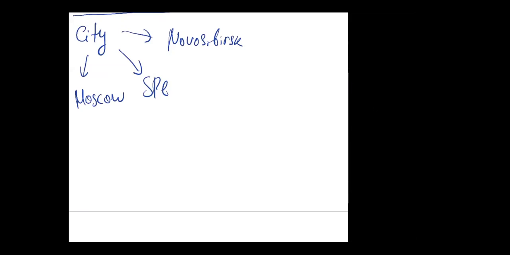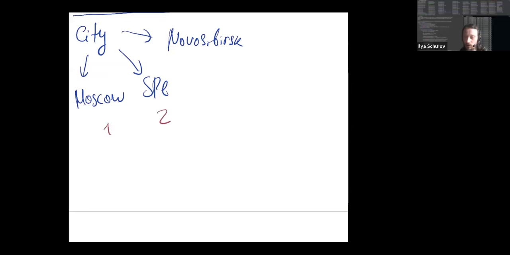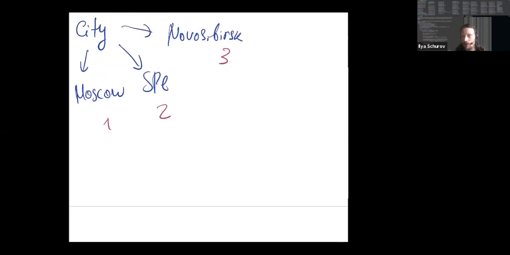Maybe it would be just 1, 2, and 3, because they're all equal, so they all should be positive. Well, 1, 2, 3. Yeah, it is a natural idea to put something like this, but in this case it is not correct, at least in the case of linear regression models.